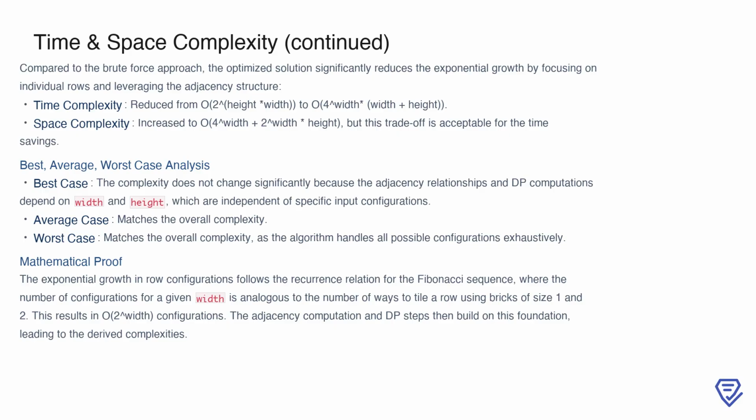Importantly, the best, average, and worst-case complexities all align with the derived bounds, as the algorithm exhaustively handles all possible configurations regardless of specific inputs. The mathematical foundation for this solution lies in the exponential growth of row configurations, which follows a recurrence relation akin to the Fibonacci sequence. By leveraging these pre-computed configurations and systematically building the wall using dynamic programming, the algorithm achieves optimal performance while ensuring correctness across all cases.